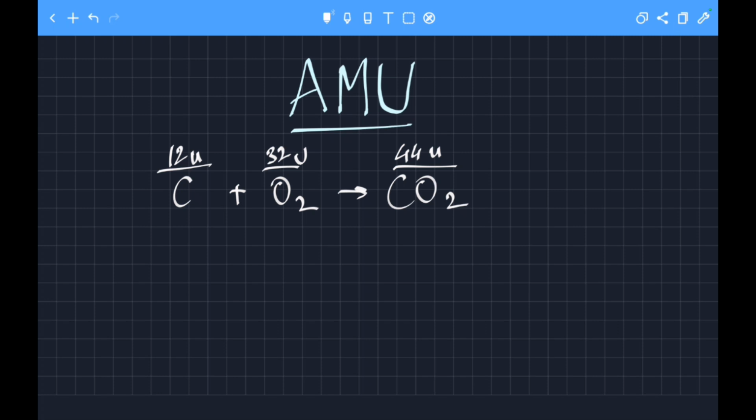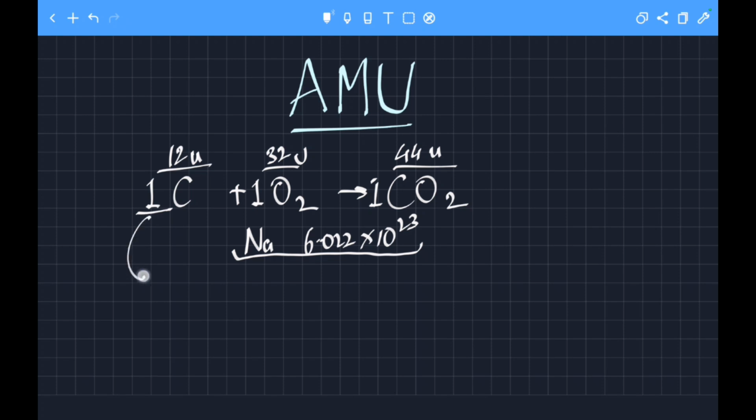Now let's use Na. Let's multiply the weight of a single atom of carbon. Let's say 1 atom of carbon, 1 molecule of O2 and 1 molecule of CO2. We are assuming that we are multiplying all of these weights by the number Na, or 6.022 into 10 raised to 23. The moment you multiply by this number, 1 atom converts to 1 mole, right?